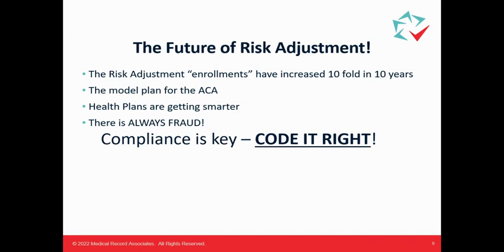So the future of risk adjustment is bright. Risk adjustment enrollments have increased tenfold in 10 years. That's a lot, right, folks? Tenfold in 10 years is a lot. The Medicare Advantage plan, as we discussed before, is the model plan for ACA. Health plans are getting smarter. They're understanding how Medicare Advantage works in their ACA also.